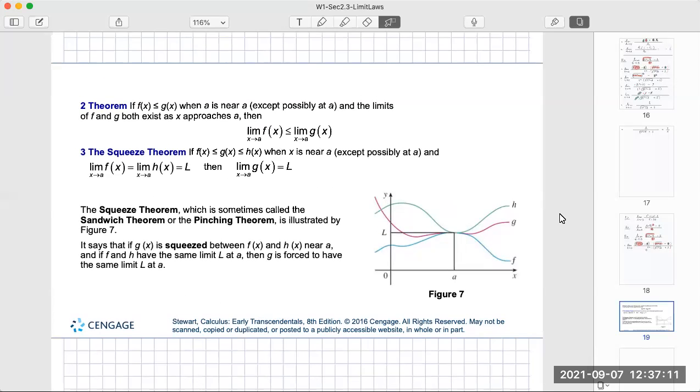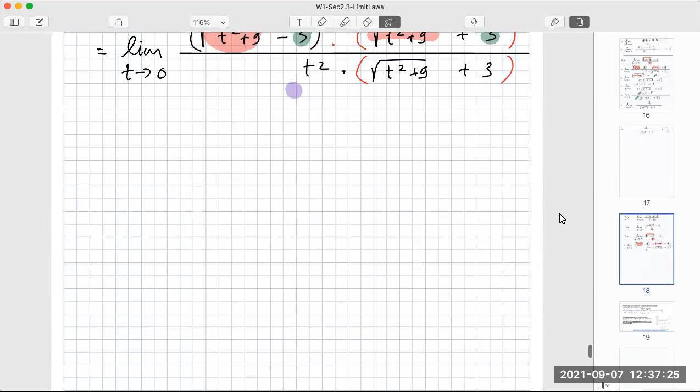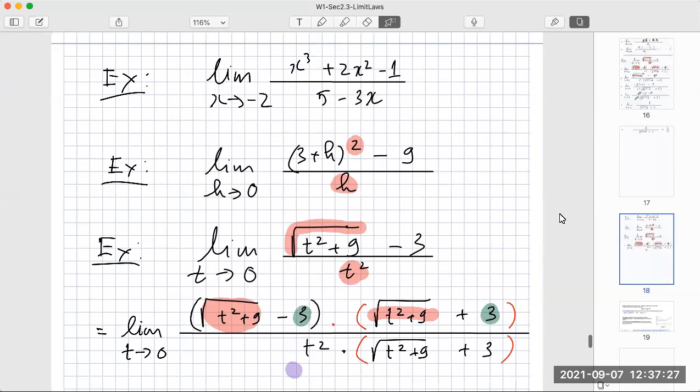So today we will quickly review section 2.3 and talk about the squeeze theorem. It will be very fast, no rush. But before we go to the squeeze theorem, let us review some of the previous examples. We applied the laws to find the limit, right?